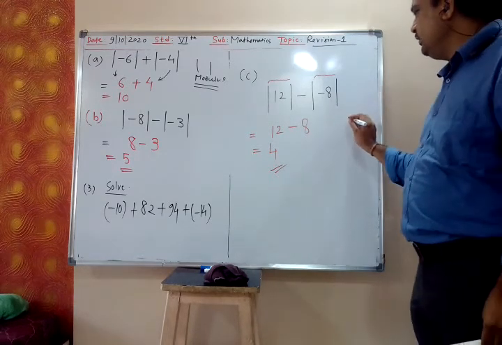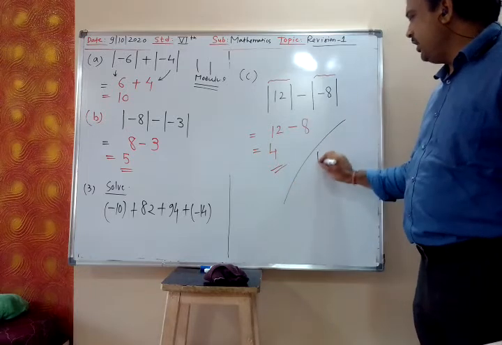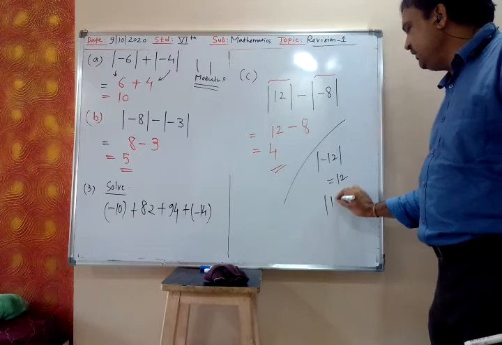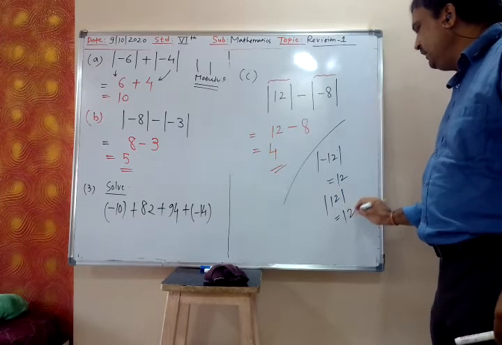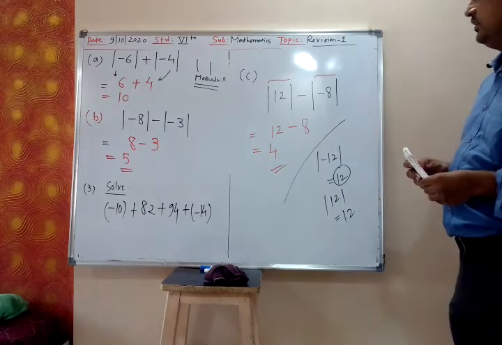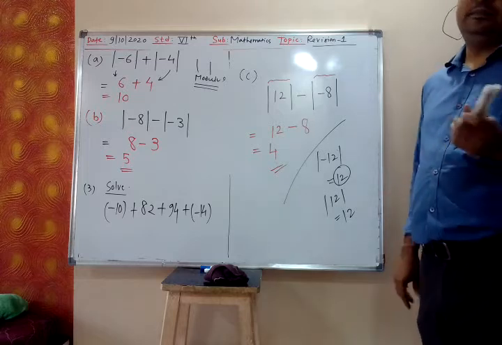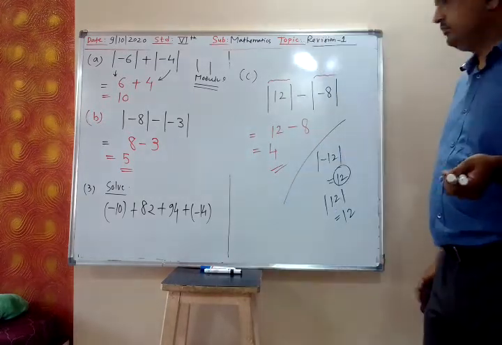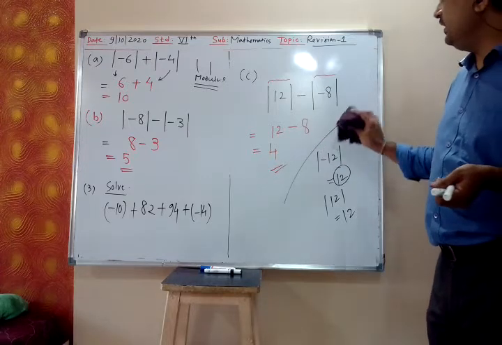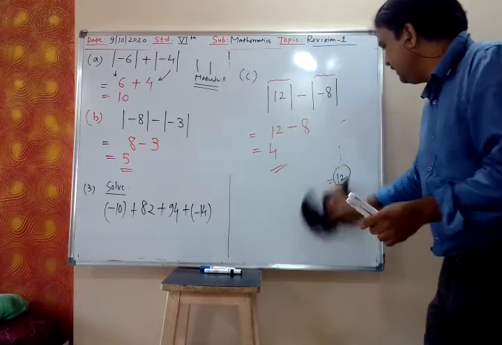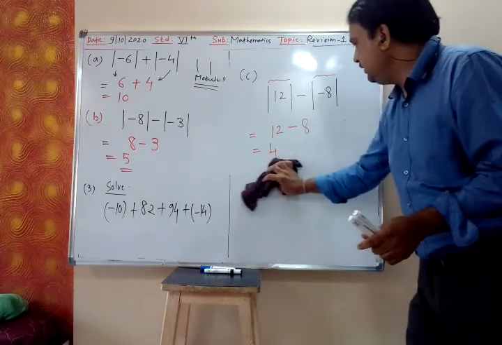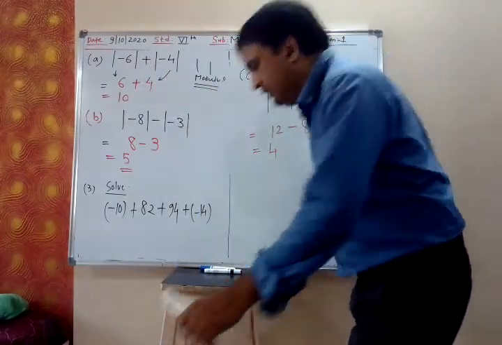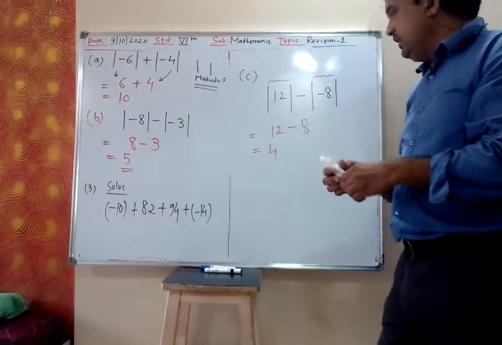See, now what you're telling me: mod of minus 12 will be 12 only, and mod of 12 is also 12. So nowhere will it be minus 12. Because we have minus 12 plus 8, see how it will come. Wait, let me give you one question. Let us solve D part also. Let us make one more clarity.